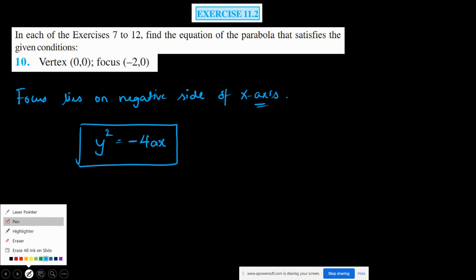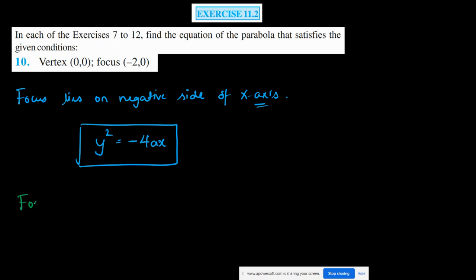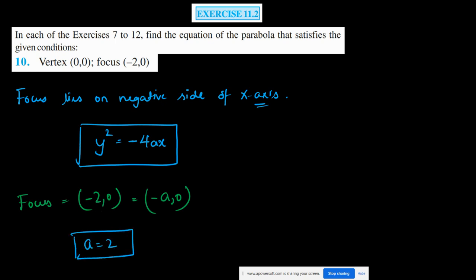I can write the focus. The focus is already given to me. The focus is minus 2 comma 0, right? And what is going to be the value of a? The focus for y square is equal to minus 4ax is going to be minus a comma 0. From here I can get the value of a. Minus a and minus 2 are going to cancel. We are left with a is equal to 2.